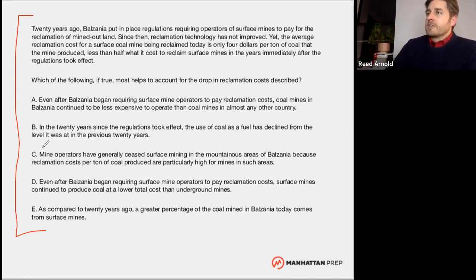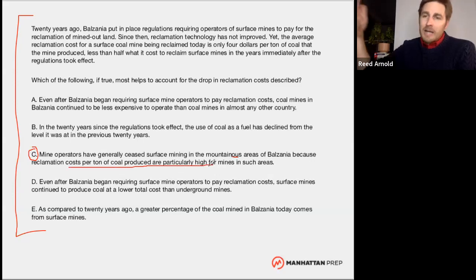So the answer that achieves this goal is C. They've stopped mining in the mountainous areas where it's costly to reclaim the mines. So they've cut out the expensive mines, leaving the cheaper ones to reclaim. That's why the price is half as much, even though technology hasn't improved.